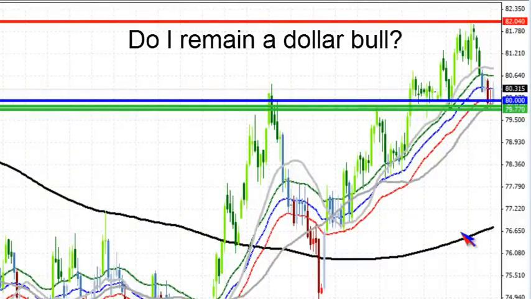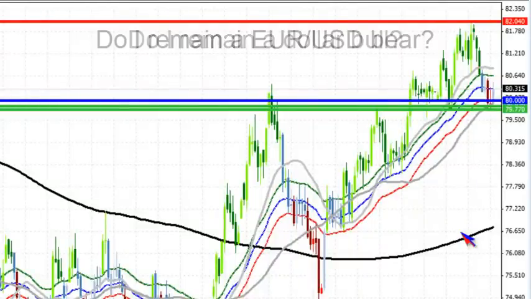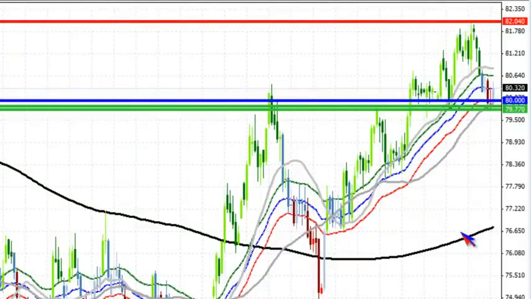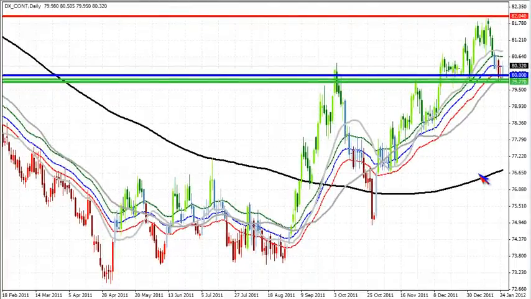Do I remain a dollar bull? Do I remain a euro US dollar bear? Or am I simply going to be dealing with two markets that are respectively finding that their trends are now ending and that they're going to deal with volatile sideways chop? And in a volatile sideways chop, sometimes the bulls feel very justified for their bullishness, and sometimes the bears feel very justified for their bearishness. But yet when you step back and look at the chart, it's doing nothing but ping-ponging within a wide range.